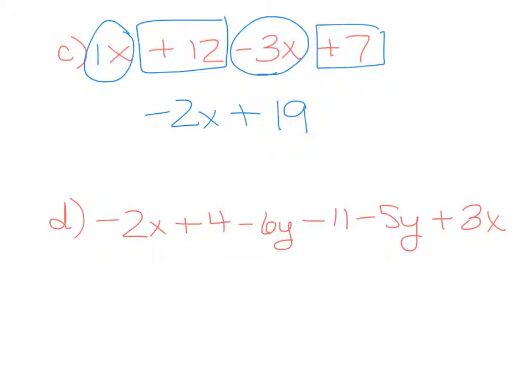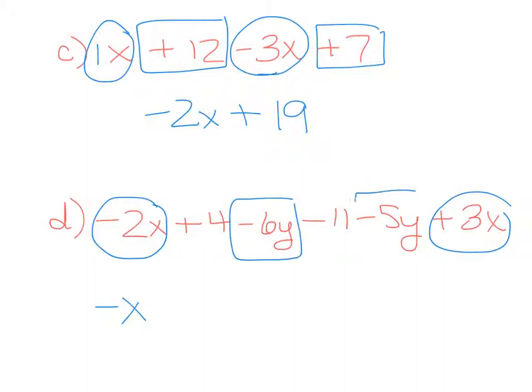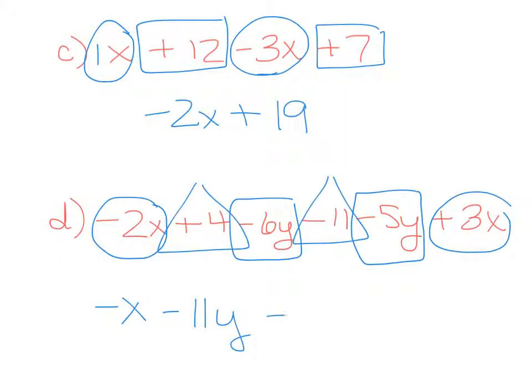Let's look at the next example. Negative 2y plus 4 minus 6y minus 11 minus 5y plus 3x. I like to go in alphabetical order, so I like to do my x's first. I have a negative 2x and a positive 3x. That is a negative 1x. Then I'm going to do the y's next. Negative 6y and negative 5y make negative 11y. And last I'll do the constants. Positive 4 and negative 11 make negative 7. So your final answer would be negative x minus 11y minus 7.